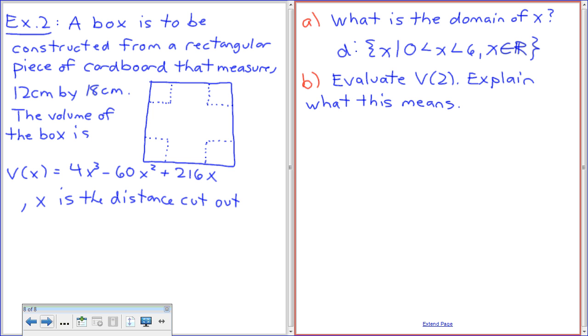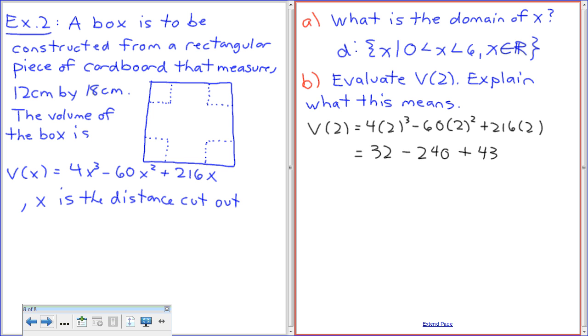Okay? So it's going to be V of 2 equals 4 times 2 cubed minus 60 times 2 squared plus 216 times 2. Let's see how good my math brain is. 8 times 4 is 32 minus 240 plus 432. Someone confirm that for me. 464 or 224? Somebody said yes? Okay, so all I did there was use my calculator brain and type that in.